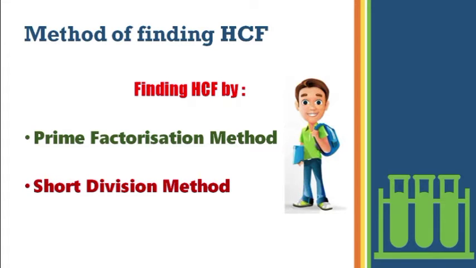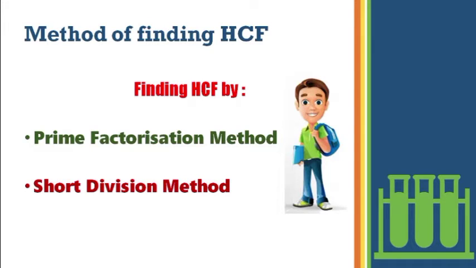Now we will look at how to find HCF. In our next topic we will be discussing methods of finding HCF. We can find HCF in two ways. One method is the prime factorization method and another is the short division method. By both methods you will get the same answer, meaning only the method is different but the value will be the same.